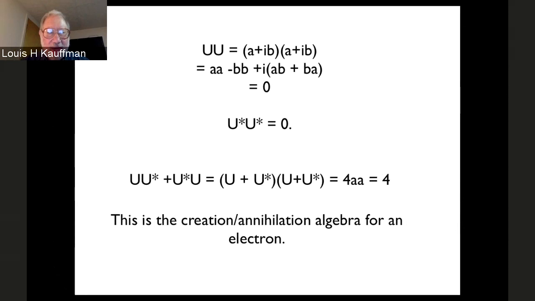It says that an electron in its mathematical formalism could be thought of as two Majorana fermions, A and B, in the sense of representing them as Clifford algebra elements, combined together in a form A plus IB, so that it would have an antiparticle A minus IB.